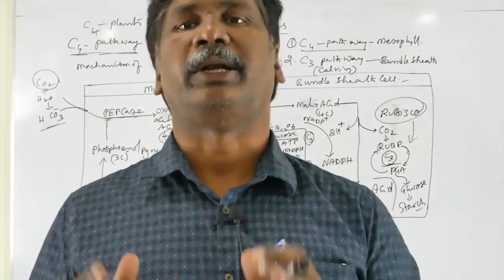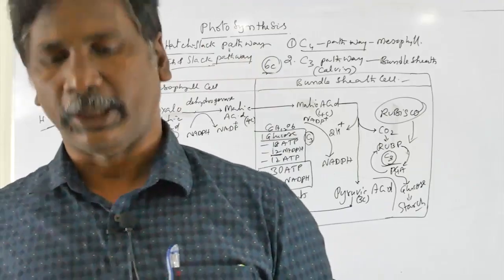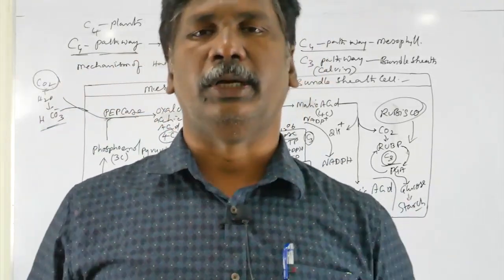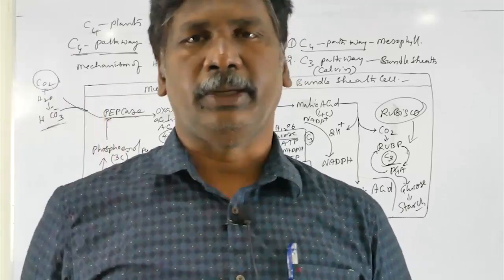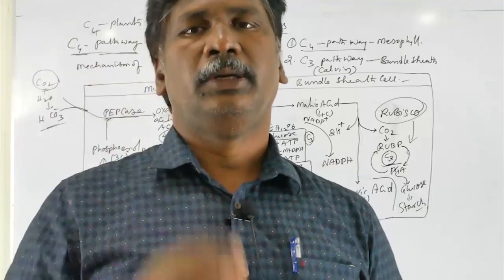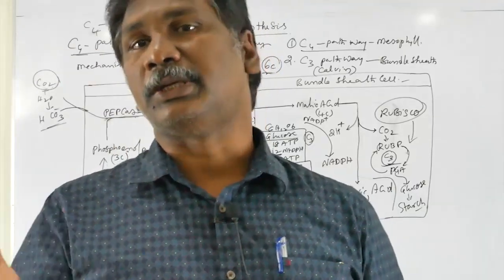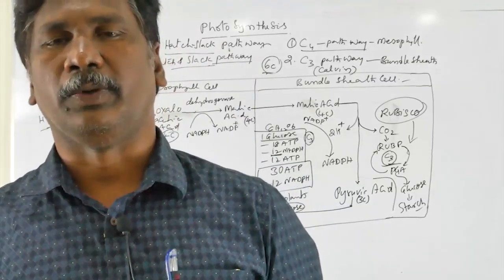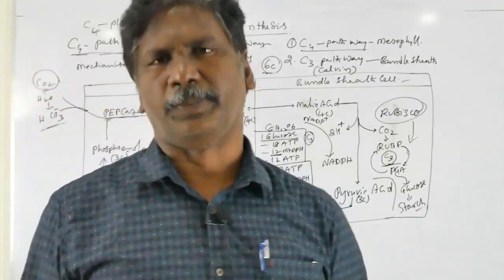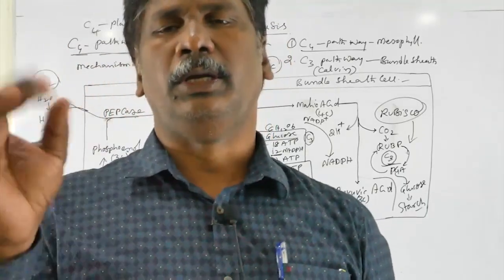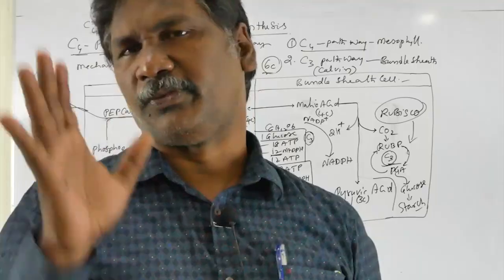18 plus 12, 30 ATP are required. 30 ATP are required for 1 glucose molecule during the C4 pathway. But in C3, so how many additional ATP are required for the formation of 1 glucose in C4 plants?